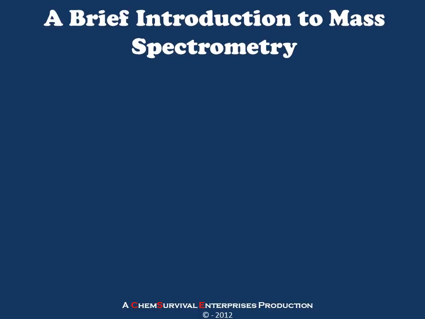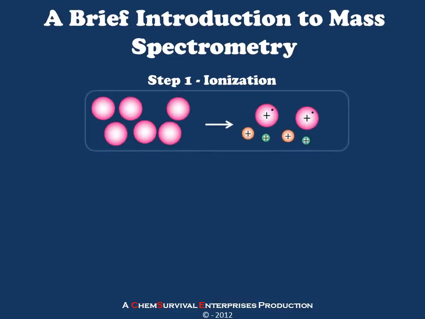Now, there are three basic steps in a mass spectrometry experiment. The first step is to ionize the compounds we'll be analyzing. They need to be charged in some way. In this example, we'll be using these red or pink colored spheres to represent molecules that we'll be analyzing. And we need to turn those into charged species so that we can conduct the mass spectrometry experiment.